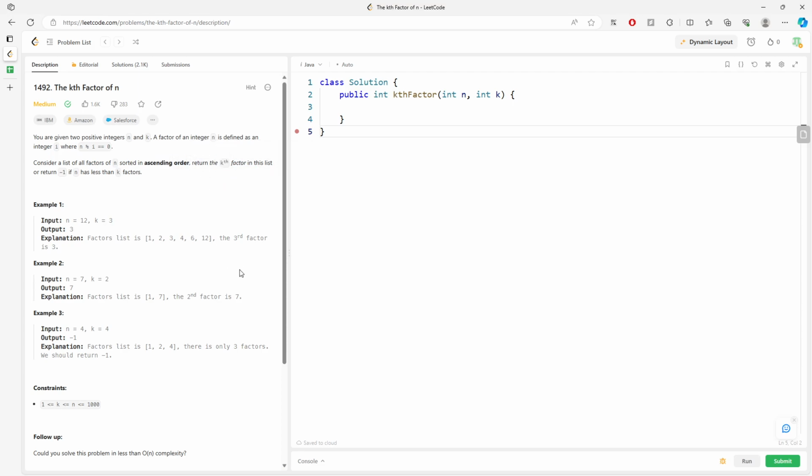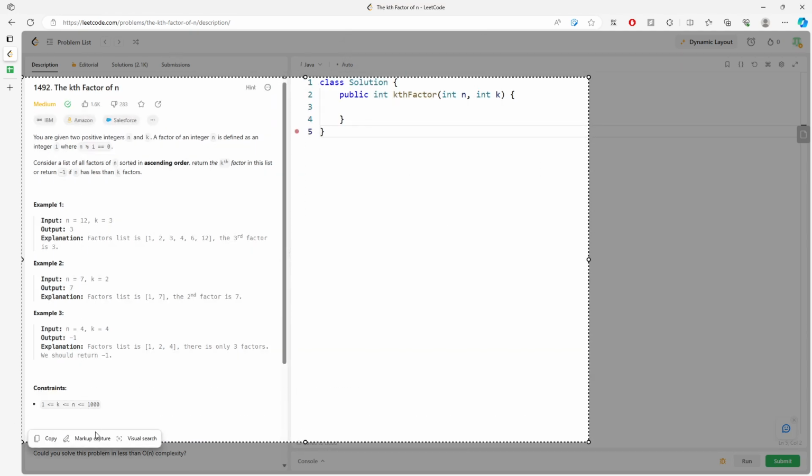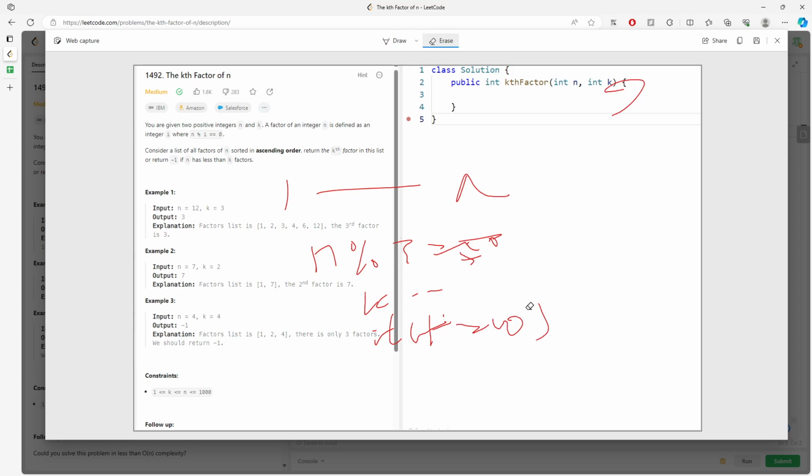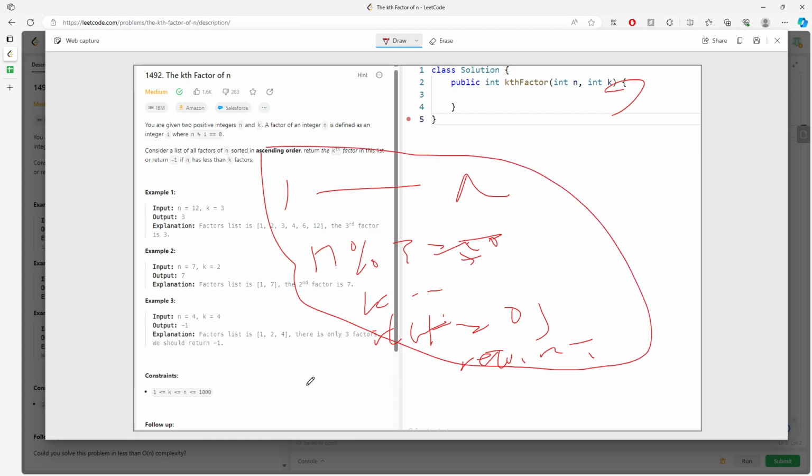in a list. One of the easy solutions is you traverse from 1 to n, and then you do n mod i equal to 0, and then you decrement k, and if k is equal to 0, then we return i, because this is the k-th factor in the list, right? If not, we return -1.